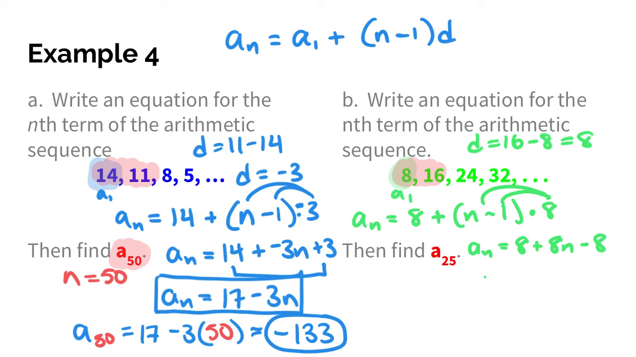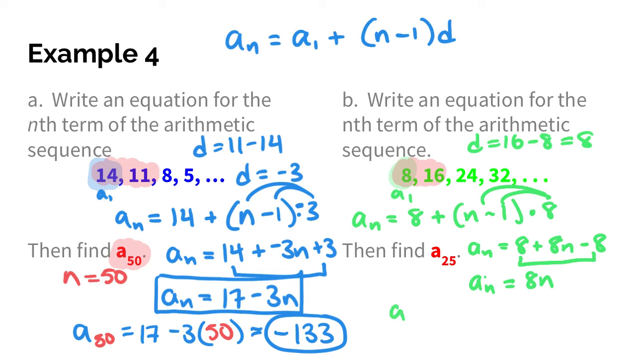All right, now simplifying again, I'm going to combine my like terms, 8 and -8. That would give me 0. So this is going to simplify down all the way to just 8n. Now you can think of it as 0 plus 8n or 8n plus 0. I'm going to leave it as just 8n, which means if I want to find any number term, I'm just going to take 8 times whatever number that is.